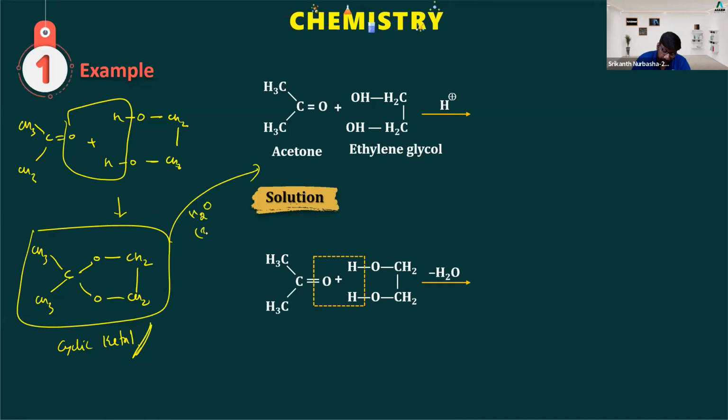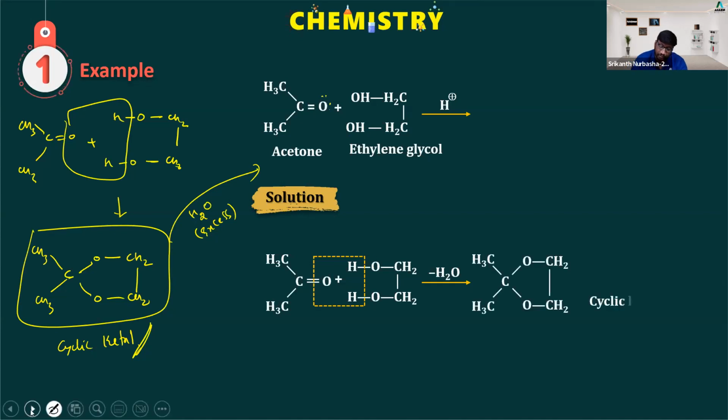H2O excess. If I add excess H2O to the cyclic ketal, what will I get? Acetone and ethylene glycol are going to be obtained back. This is a trick actually, but the mechanistic approach we have seen. First the lone pair of electrons on oxygen will attack H plus, then the lone pair of electrons on this oxygen attacks, acting as a nucleophile. Like that, again this OH acts as a nucleophile, ultimately generating the cyclic ketal.